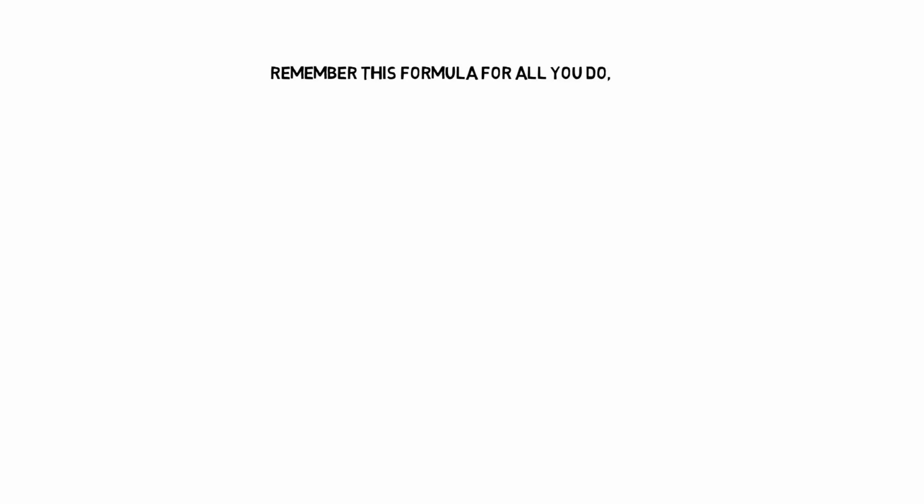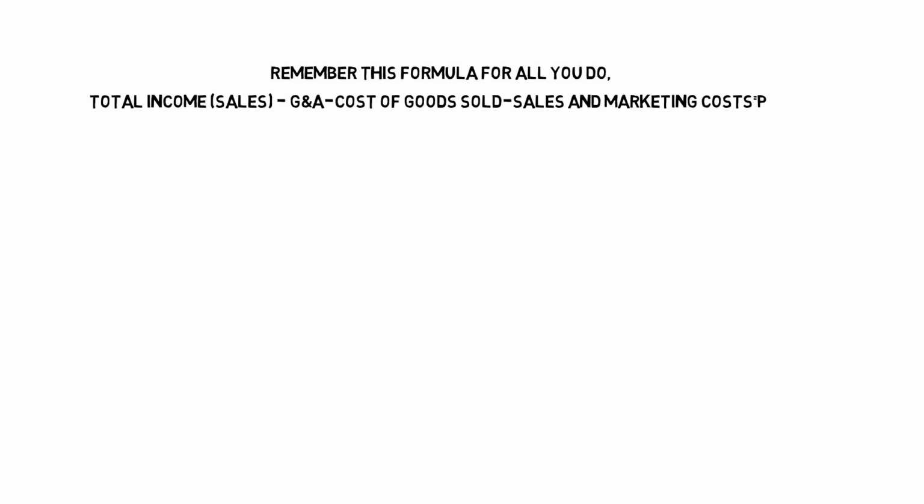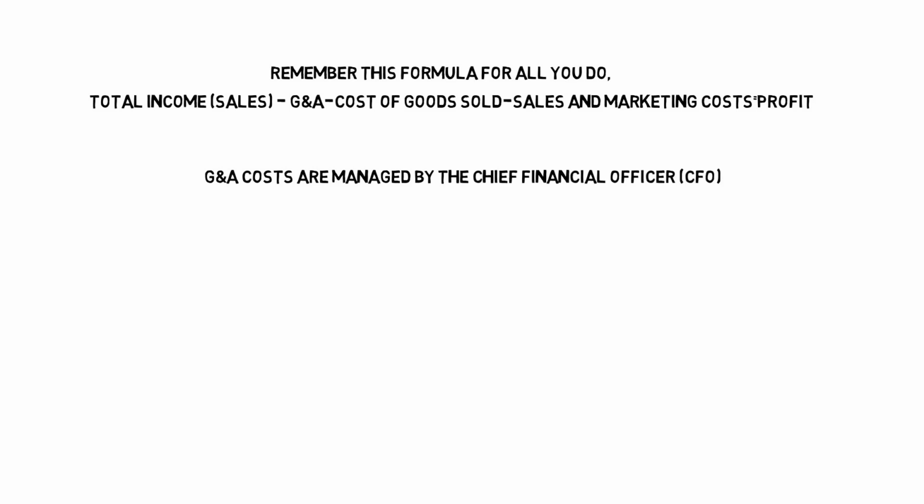Remember this very important formula for all you do. Your total income, or your sales, minus your G&A costs, minus your cost of goods sold, minus your sales and marketing costs, equals your profit. G&A costs, generally speaking, are managed by your chief financial officer.